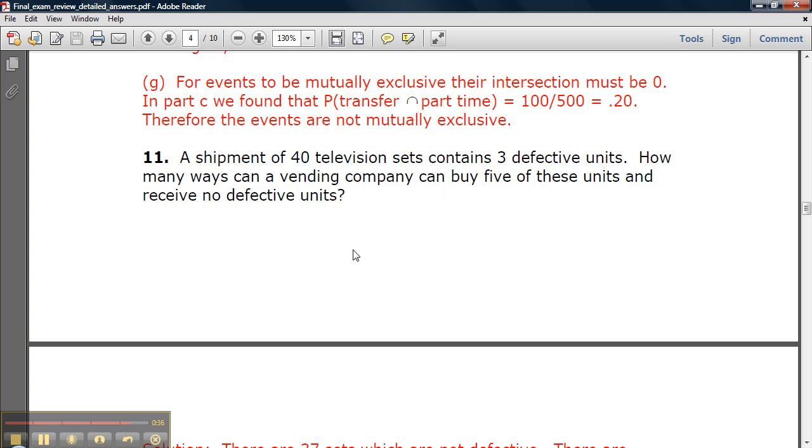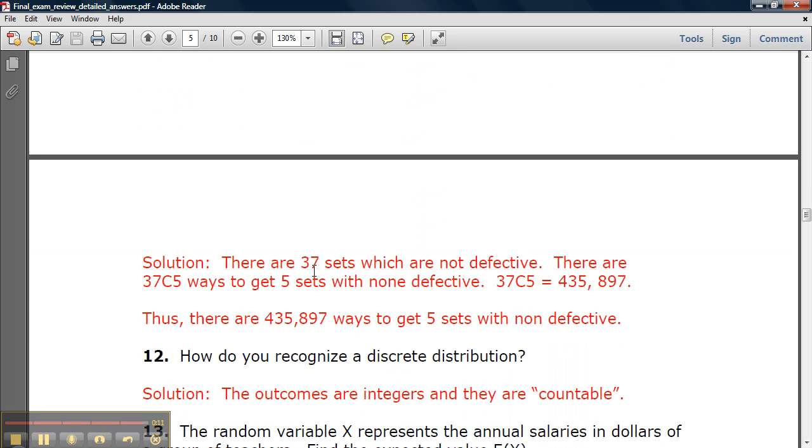Let's think about it. How many are not defective? Well, it's 37. And it says how many ways can the vending company buy 5? So out of 37, I want to choose 5 of them, and how many ways can that occur? So basically that's a combination problem. Now scroll down here, that's out of 37. Here we're going to choose 5, and I would use your software to do that calculation.